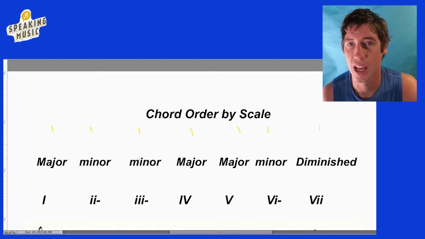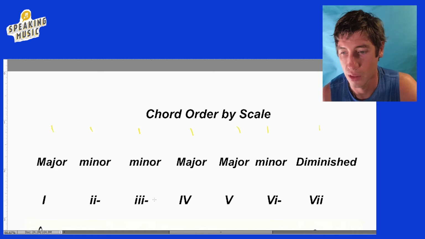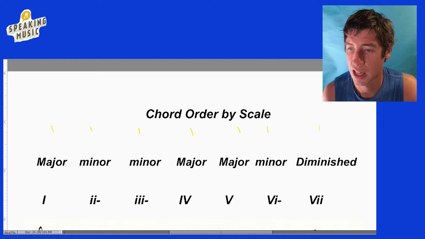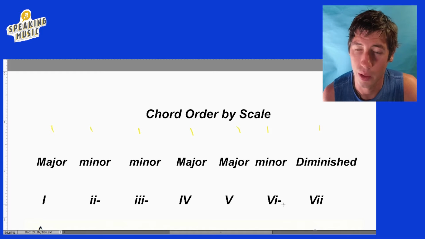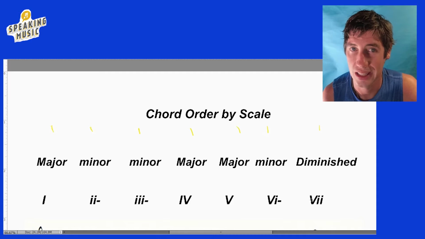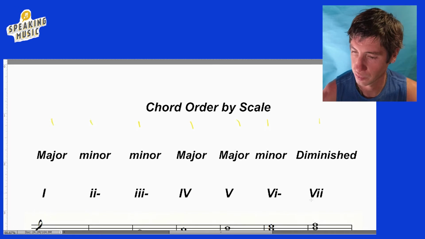Sometimes you'll just see these written out in Roman numerals. So the first one is an I, second one, 2 little i's, sometimes with a minus sign because it's minor, then 3 little i's, IV, which is major for 4, V for 5 major, VI minor for 6 minor, and then VII for 7, which is diminished.